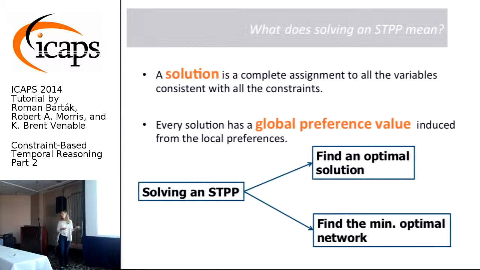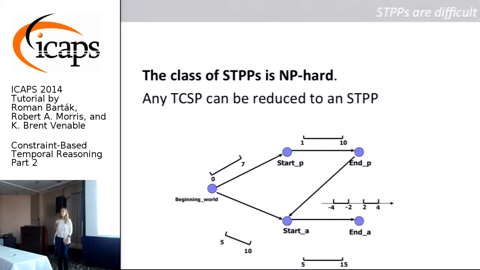And now solving, okay, can again mean two things. Find an assignment which is consistent and is undominated in terms of the preference, so an optimal assignment, and you can have many. Or find the minimal network such that all its solutions are optimal. Okay, so we're strictly generalizing what Roman said. Nothing more, nothing less. So first of all, what happens when we add preferences? Can we just add any preferences we want?